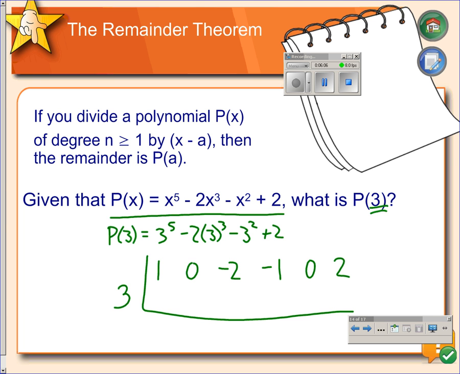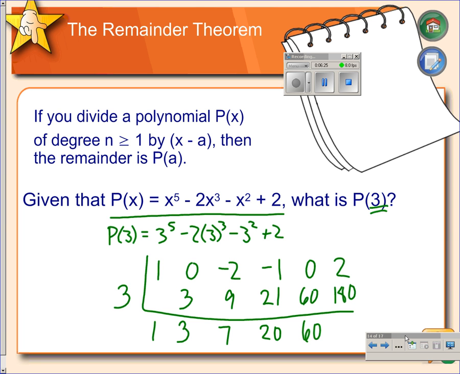So I bring down the 1. 3 times 1 is 3. Add the column. 3 times 3 is 9. Add the column. 3 times 7 is 21. Add the column. 20 times 3 is 60. Add the column. 60 times 3 is 180. Add the column. And I get 182. So this remainder right here is the answer to this problem. So when I plug 3 into that equation, I get 182 as a value. And you can check it in your calculator.